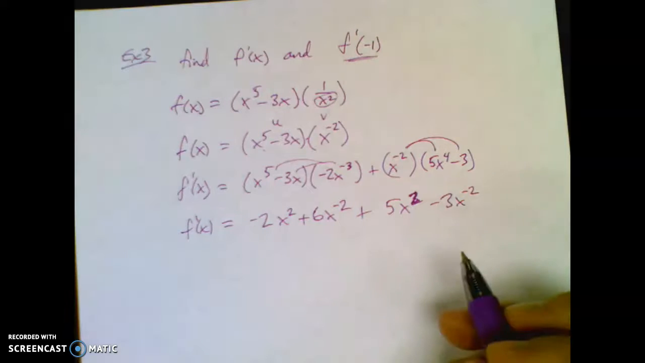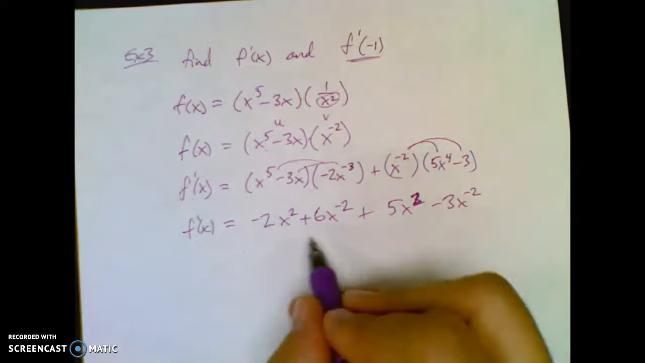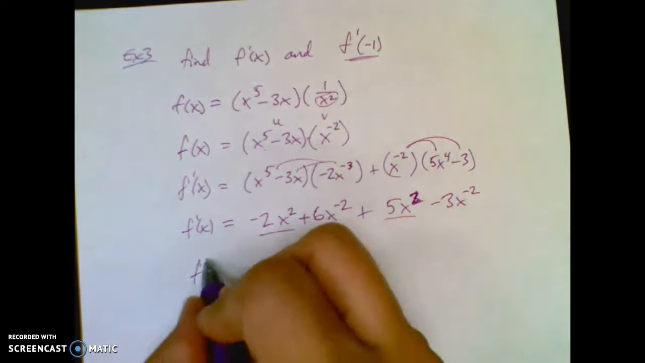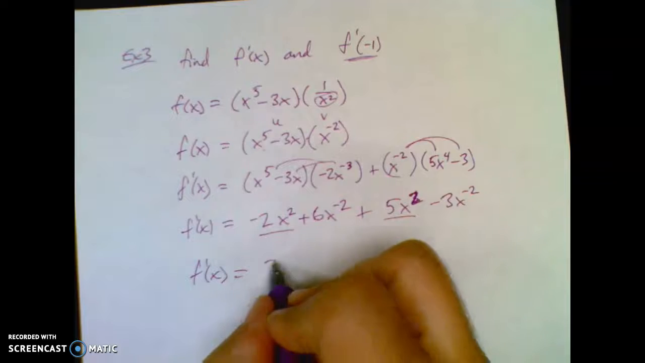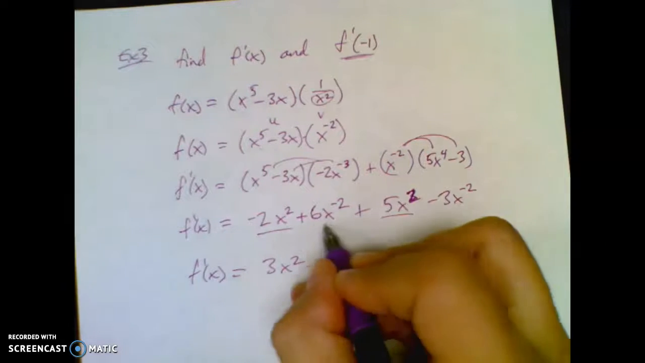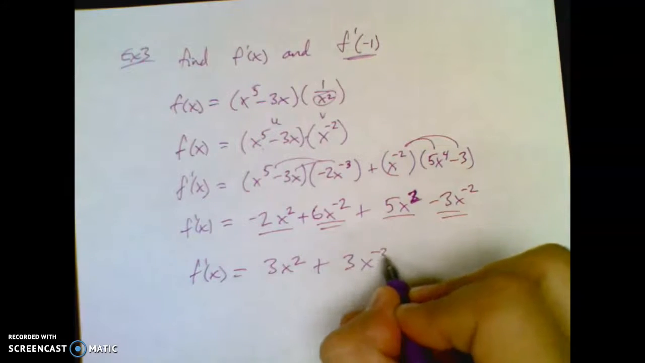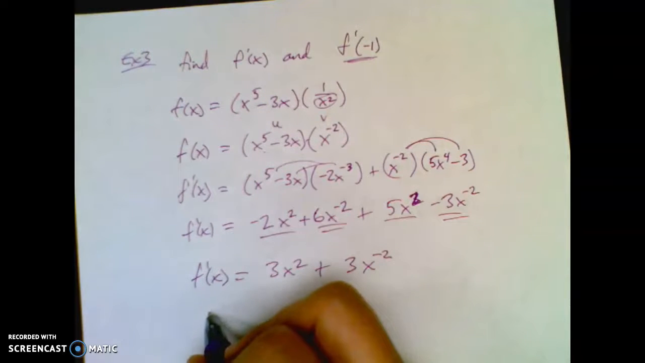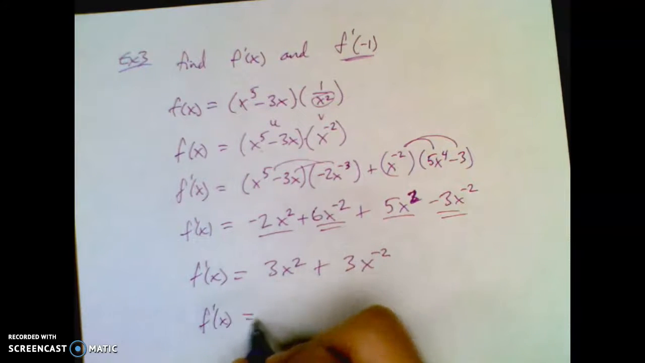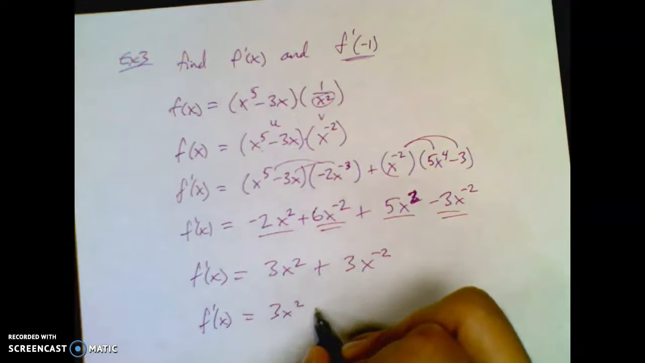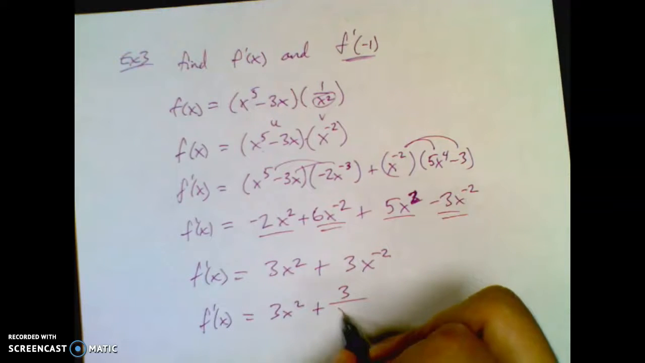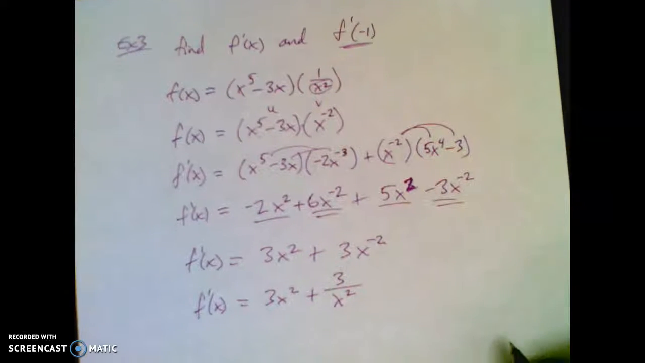And then maybe I'll rewrite stuff or combine like terms. I got this squared and this squared to make 3x squared. And I got this guy and this guy, which is 3x to the negative 2. Maybe I'll rewrite that just to make it pretty again. You don't always have to do this, just watch what directions say. If it said simplify completely, I'd want you to do that.